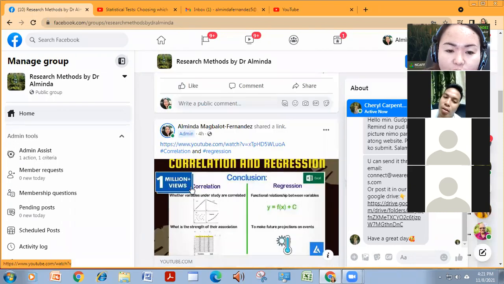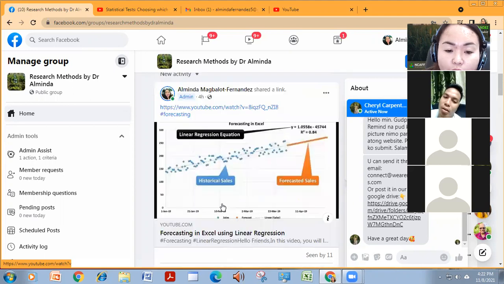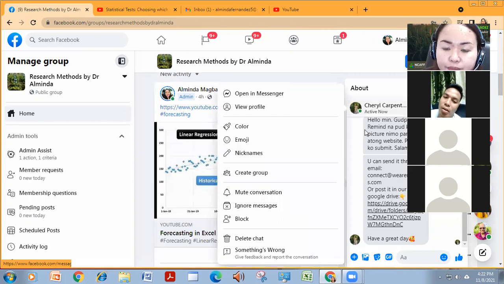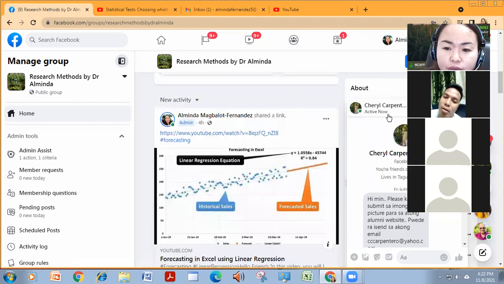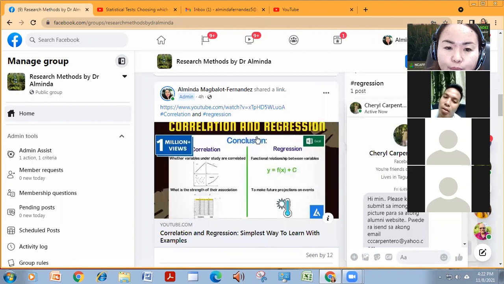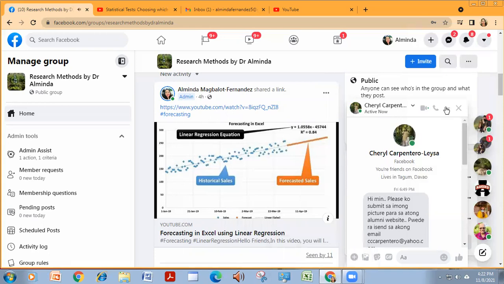And next time we're going to talk about how to use correlation and regression, and also paano natin gawin sa Excel yung linear regression. And aside from linear regression, meron din tayong multiple regression or forecasting future. Okay, wait lang ha.